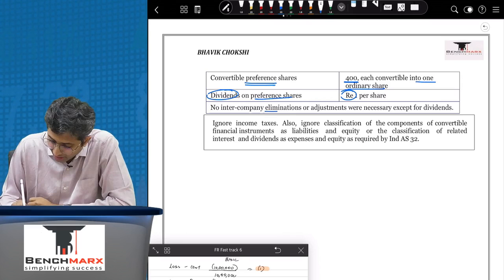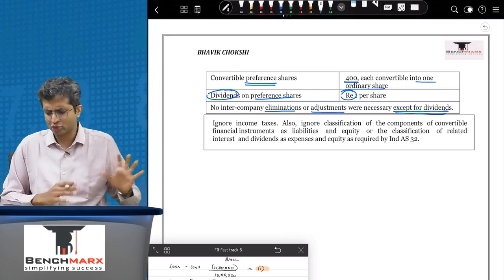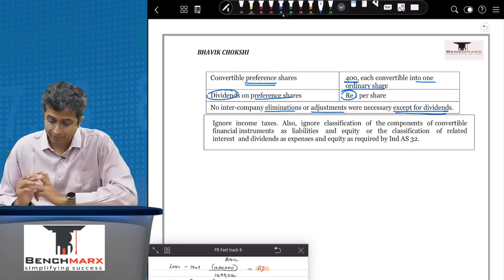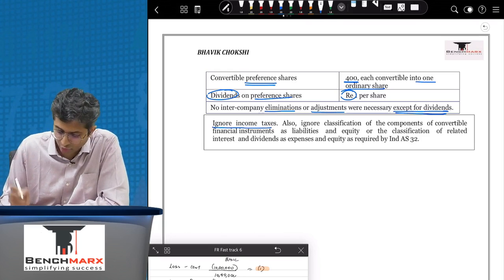No intercompany eliminations or adjustments were necessary except for dividend. So whenever dividend is there, you will probably have to do an elimination for dividend if required. But otherwise, there are no other intercompany eliminations needed. You are supposed to ignore income taxes.